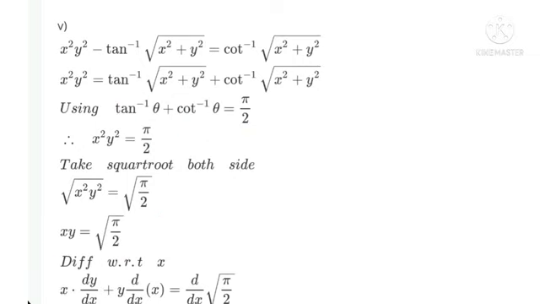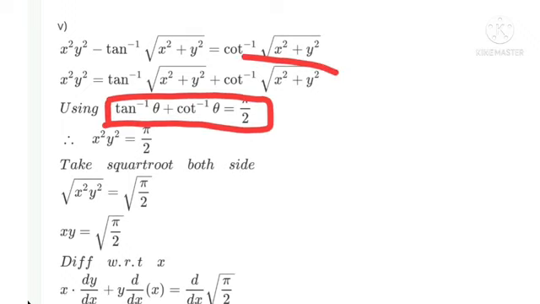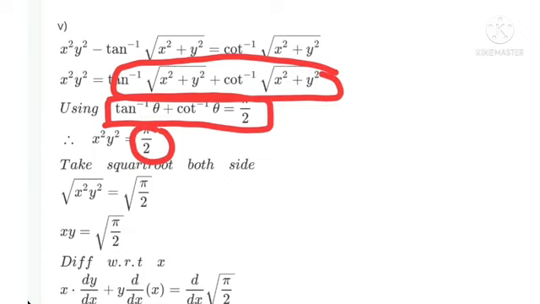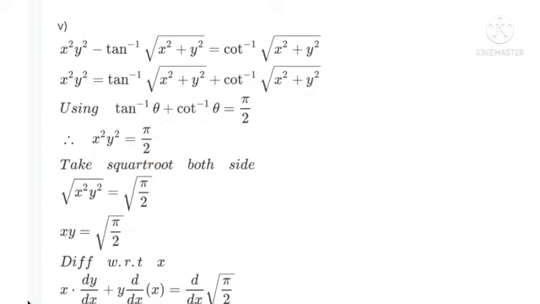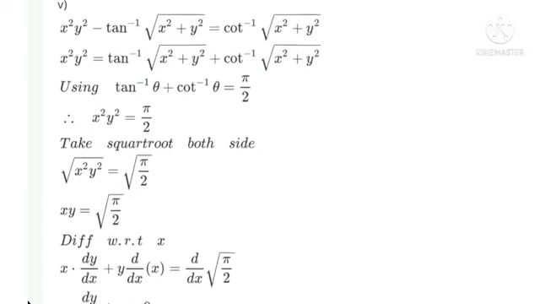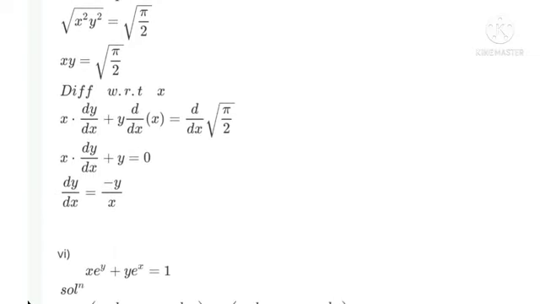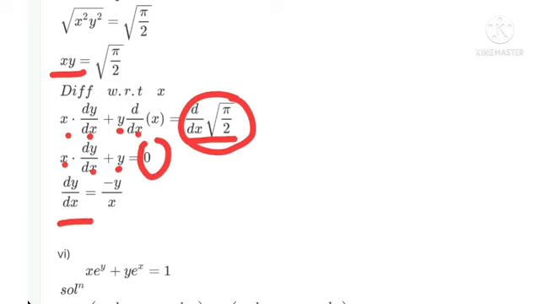Okay, understand this step? See, we know the formula, tan inverse theta plus cot inverse theta is equal to pi by 2. So for this you put the value pi by 2. So we get xy is equal to root pi by 2. Differentiate with respect to x, we get, here you use the product rule, first into derivative of second plus second into derivative of first is equal to derivative of root pi by 2. So here first as it is, dy by dx, y as it is, and derivative of the constant term is 0. So we get dy by dx is equal to minus y upon x.